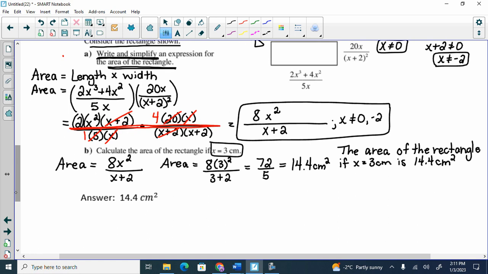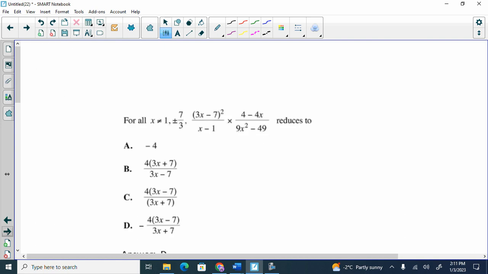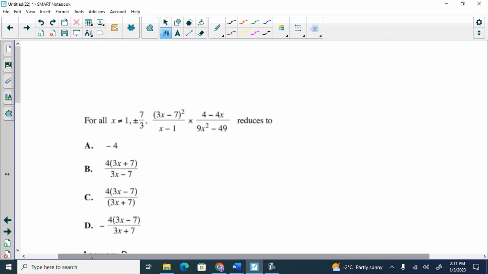Okie dokie. So, next page. There's another multiplication. I'll leave my answer covered up. So here I have 3x minus 7 squared. So the first thing I'm going to do is write 3x minus 7.